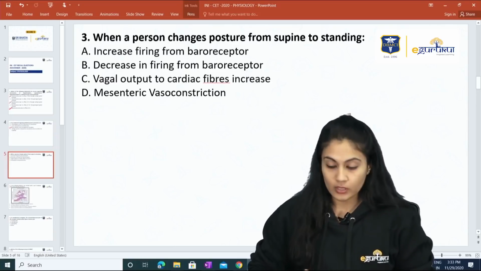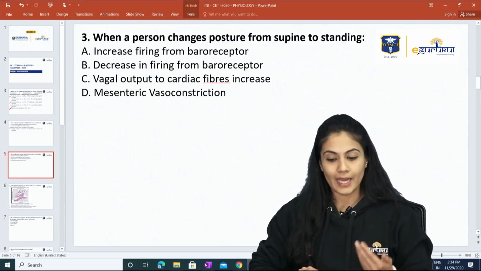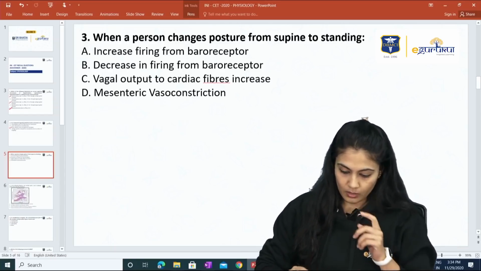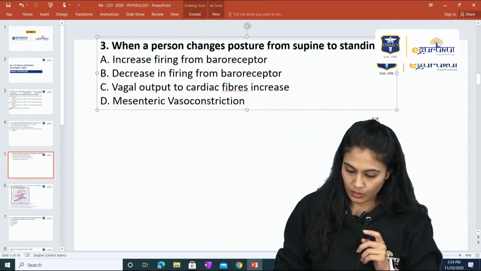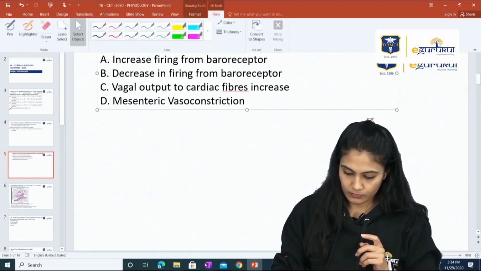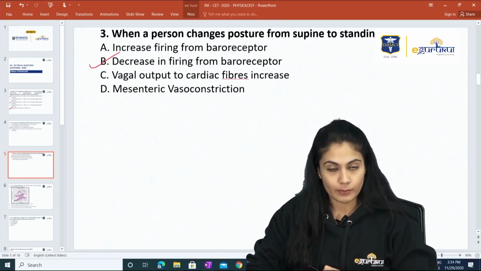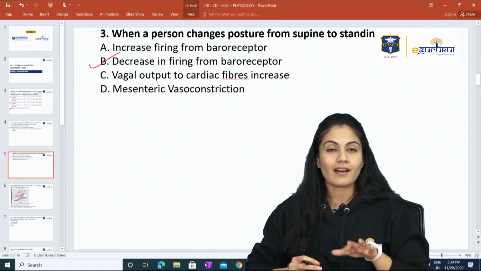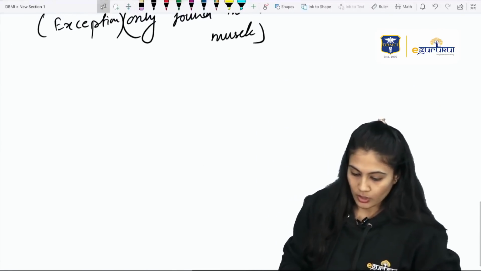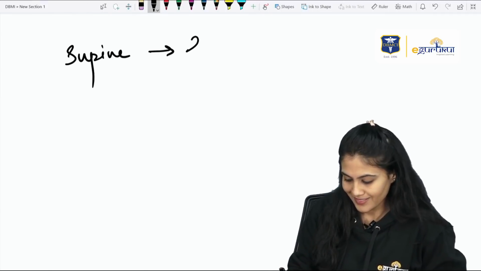Let's move on to the third question. What is the third question? Posture changes from supine to standing. What will happen? The answer of this question is option B, right? There will be a decrease in the firing from baroreceptors, right? Now, baroreceptors are nothing but the brakes to the blood pressure. What happens once you change the posture from supine to standing?